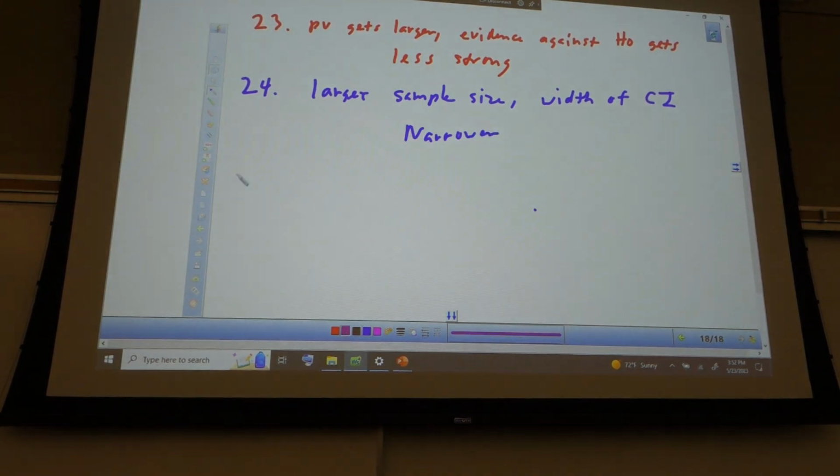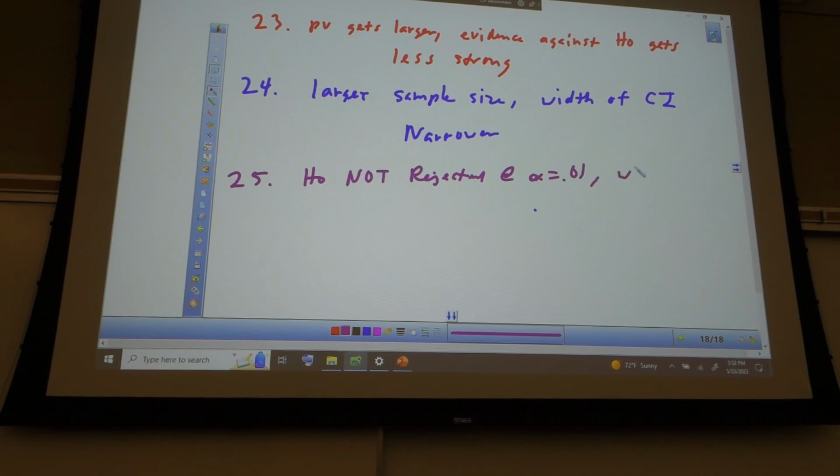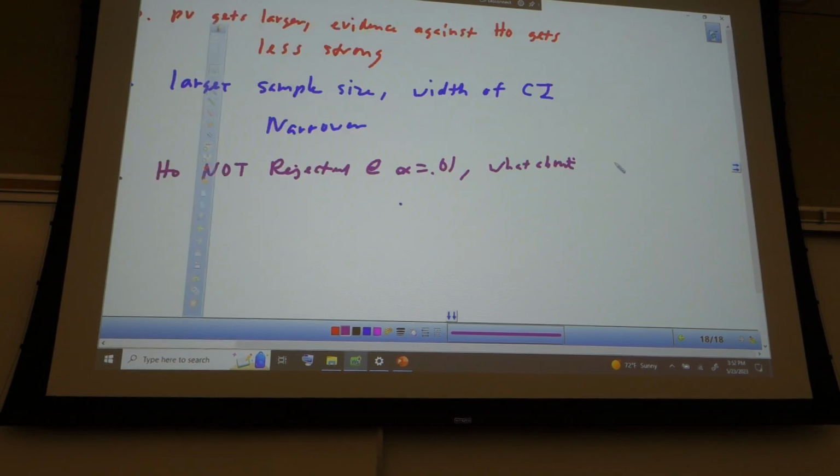And then the last one, if H naught is not rejected at alpha 0.01, what about alpha 0.05? So talk to your neighbors about that one for a second.